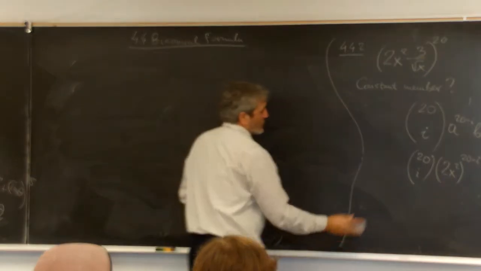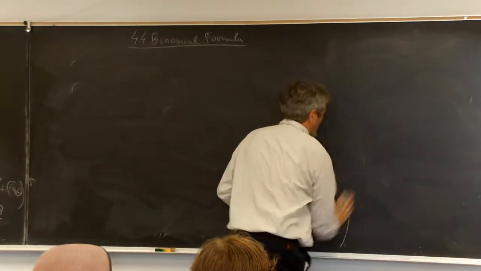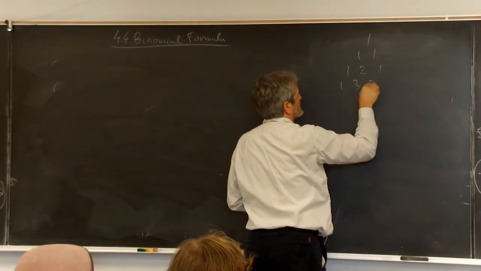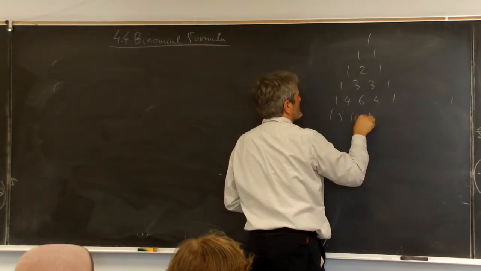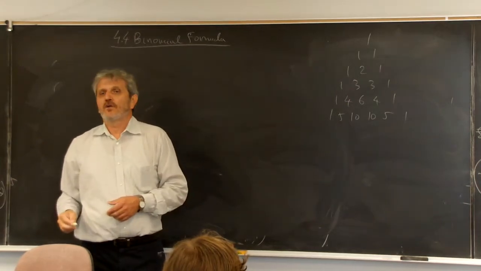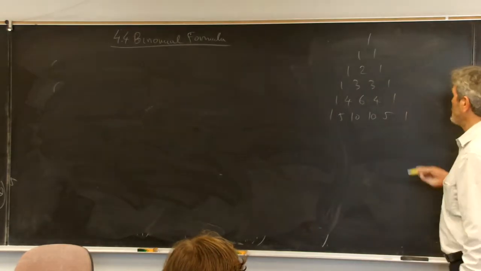Actually, before I write the formula, let me again copy Pascal's triangle. 1; 1, 1; 1, 2, 1; 1, 3, 3, 1; 1, 4, 6, 4, 1; 1, 5, 10, 10, 5, 1. Is this my first 5 lines? All right. Let's add up all the coefficients on the same line.